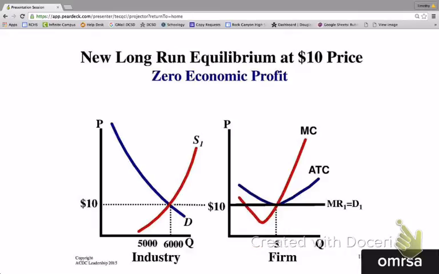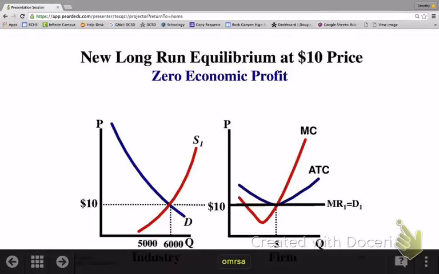So this allows us to reach a new long-run equilibrium at a price of $10, with zero economic profit being made by individual firms and no more firms entering the industry.